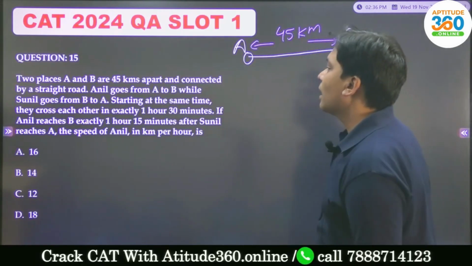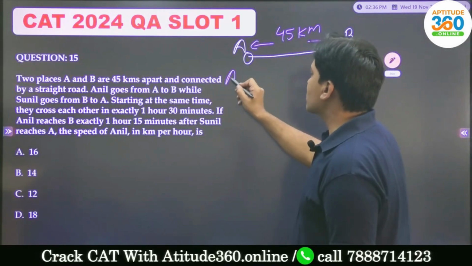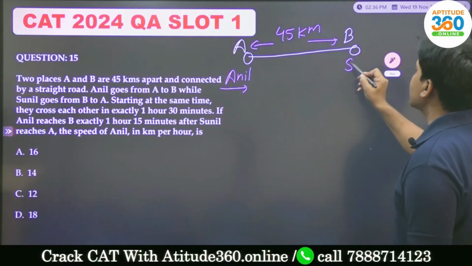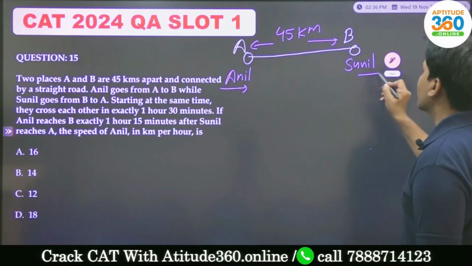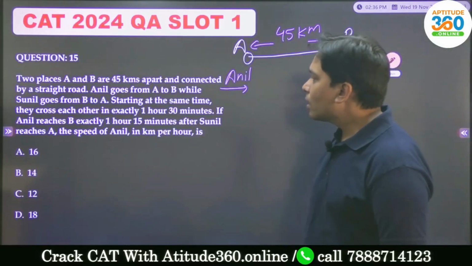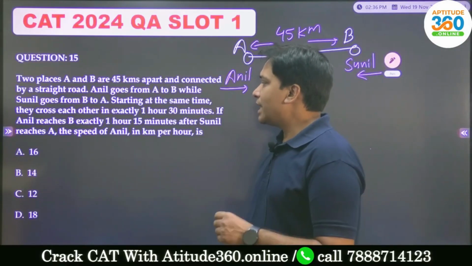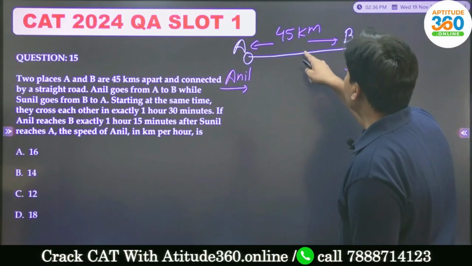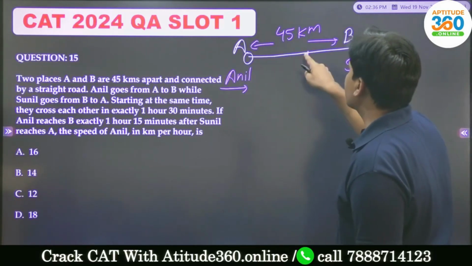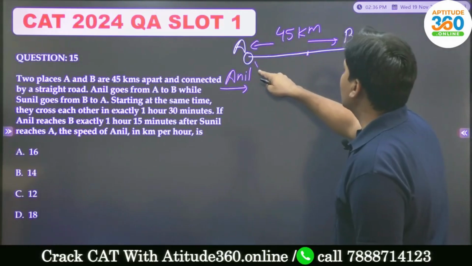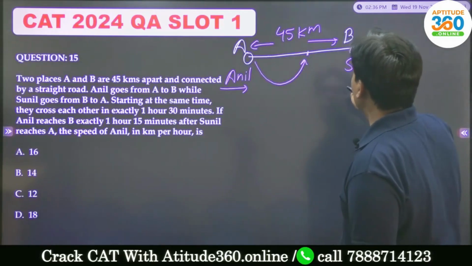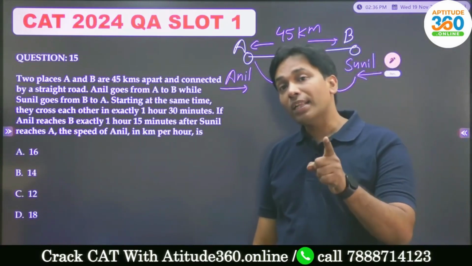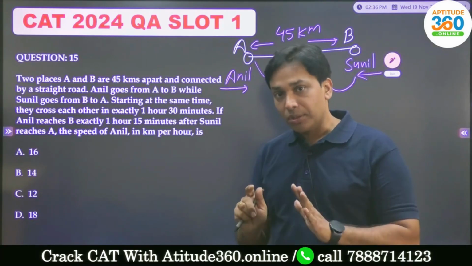Anil goes from A to B. So Anil is going from A to B, whereas Sunil is going from B to A, right? Starting at the same time, they cross each other in exactly 1 hour 30 minutes. So say they're meeting somewhere over here. Anil goes from this point to this point. Sunil goes from this point to this point. And they both are traveling for 1.5 hours to meet each other, isn't it?